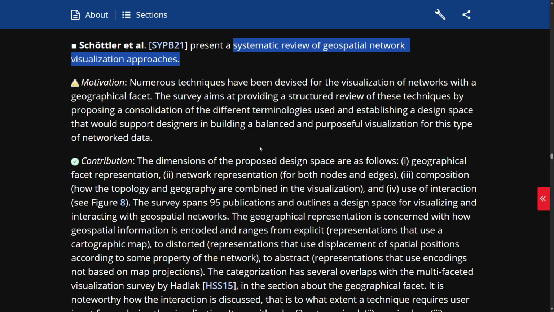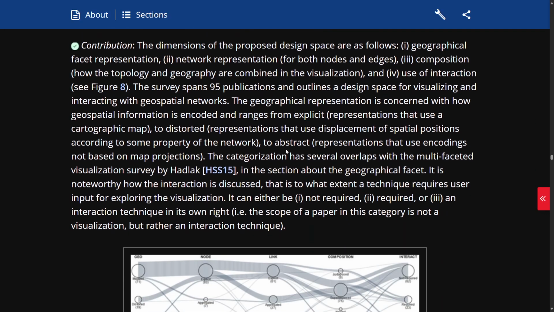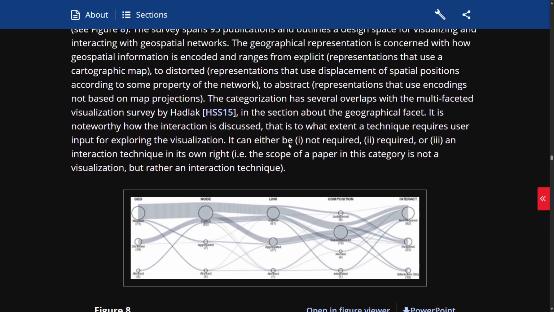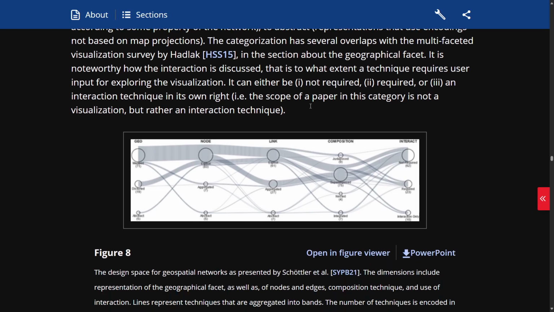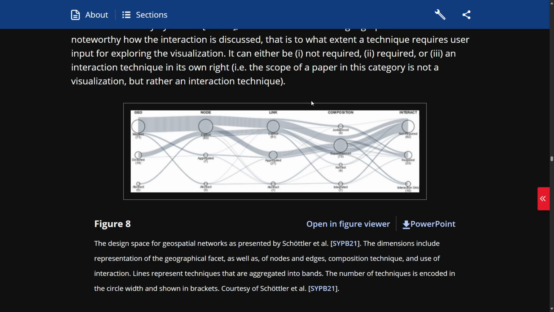The categorization has several overlaps with the multifaceted visualization survey by Hadlak et al. [HSS 15], in the section about the geographical facet. It is noteworthy how the interaction is discussed, that is to what extent a technique requires user input for exploring the visualization. It can either be 1, not required, 2, required, or 3, an interaction technique in its own right, i.e., the scope of a paper in this category is not a visualization, but rather an interaction technique. Figure 8. The design space for geospatial networks as presented by Schöttler et al. [SIPI 21].